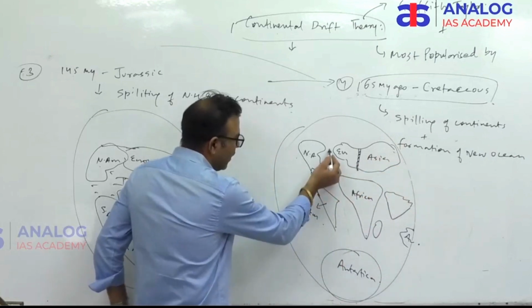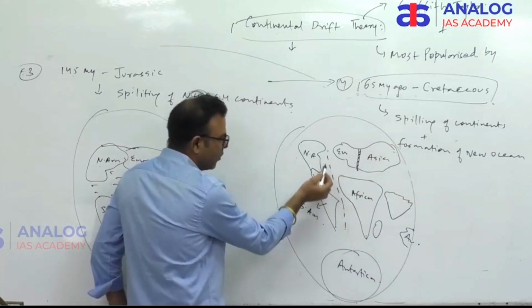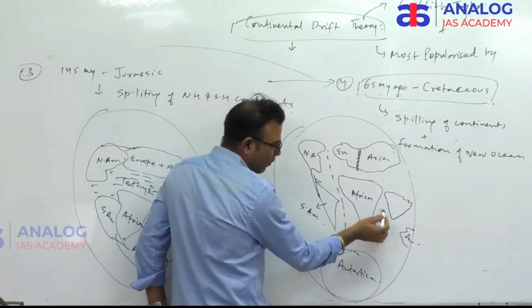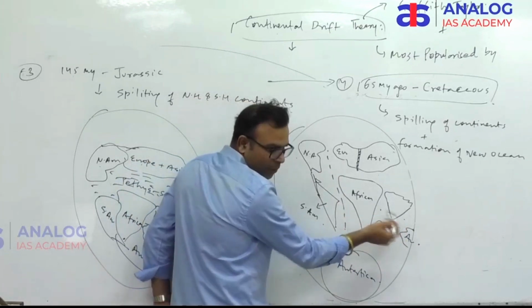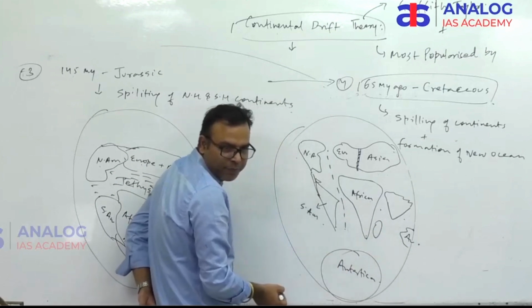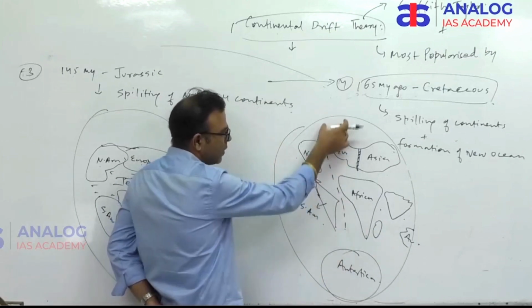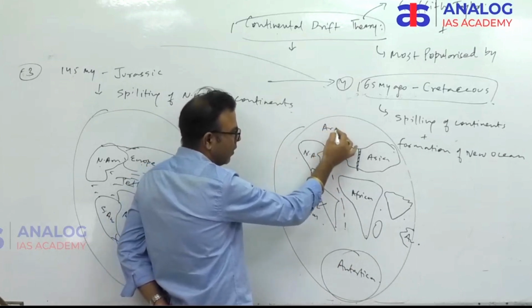Now this will create a water body here. This is called which ocean? Atlantic. And they start creating the Bay of Bengal and the Arabian Sea here. This separation starts causing the Southern Ocean, and this motion starts causing the Arctic.